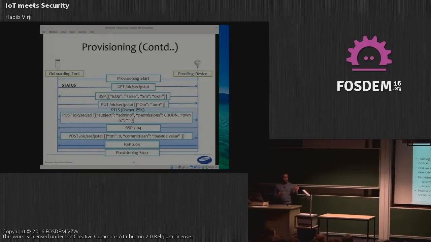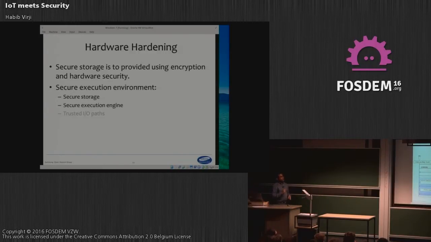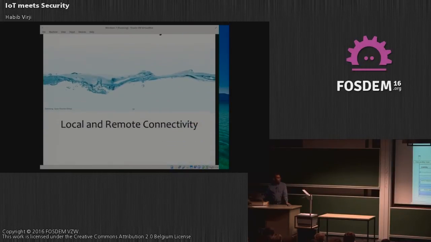So now, when the onboarding tool has given you a key, the device makes a new DTLS connection with the provisioning server, which we call a bootstrap server. Once we make a connection, it checks what the particular state of the PSTAT is. If it sees that it's not provisioned at the moment, it tries to push all the information about all the other devices in the user network to the new device so that it can communicate. But at the same time, if a new device gets added to the network, it sees the commit hash value there to decide whether it needs any update.